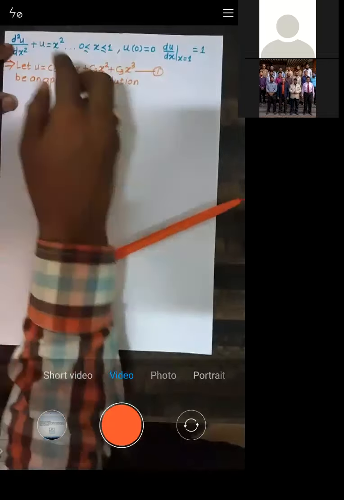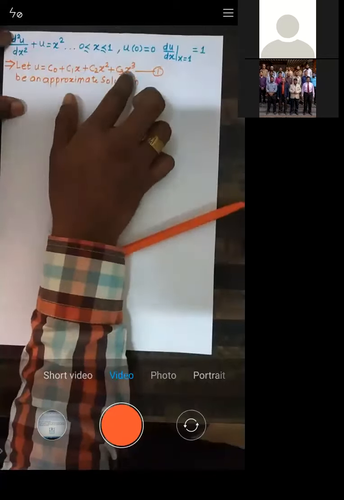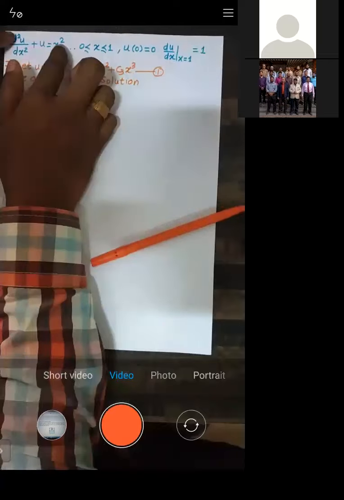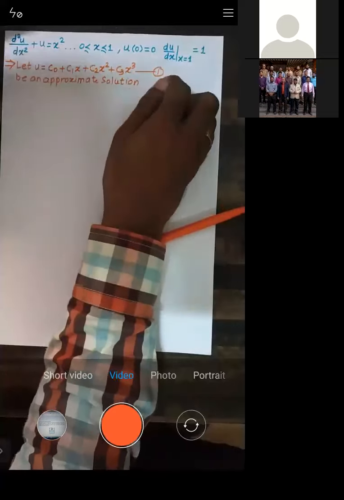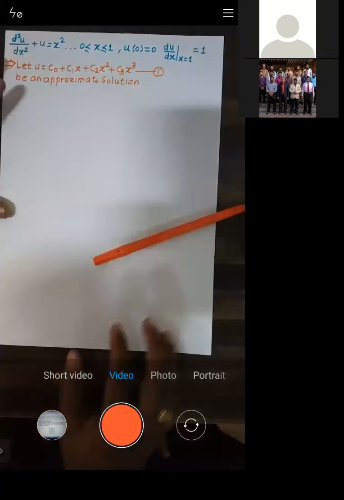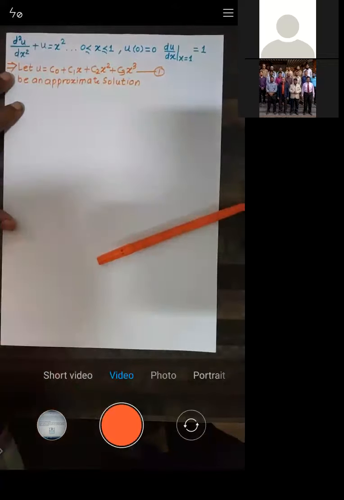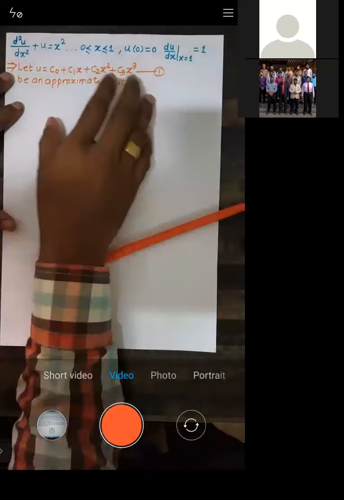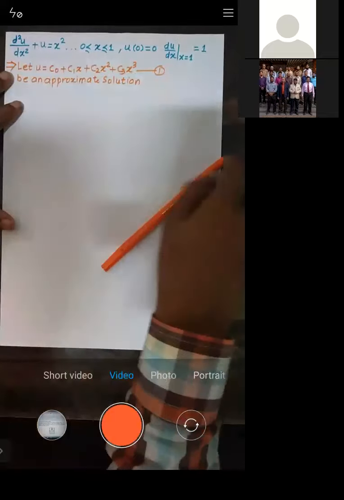It is the minimum expected that you should take the power of x at least 1 greater than the order of the given differential equation. If you want, you can add one more term, plus c4 x raised to power 4, plus c5 x raised to power 5. You can also do that, not a problem. As you go on increasing the number of constants, your accuracy will go on increasing. So the minimum expectation is that you should have the power of x at least 1 greater than the order of the given differential equation.